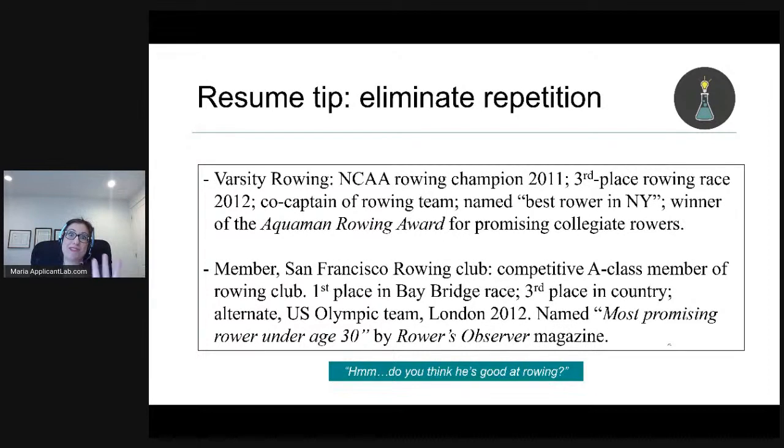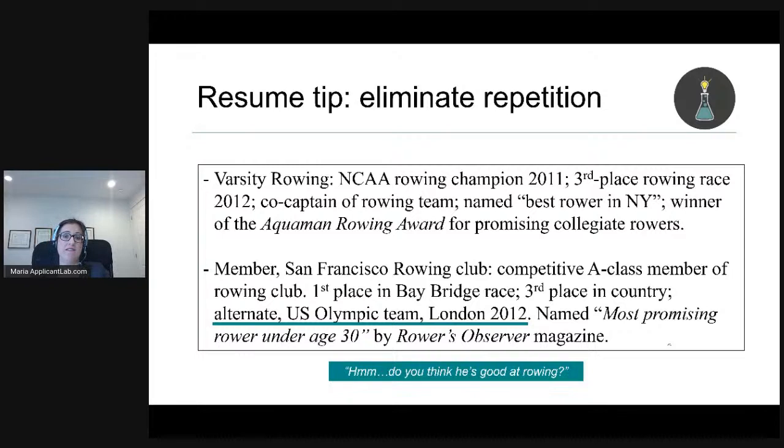Part of the reason why I put this in is because this really happened to me. The first time I saw this candidate's resume, I started doing what any human being would do. I started reading and I was like, yeah, I get it. This is going to be a rowing bullet point. Yeah, he rows. I get it, right? You would do that. I would do that. They do that too. Yeah, it's a rowing. I completely skipped this line here. Alternate U.S. Olympic team, London 2012.